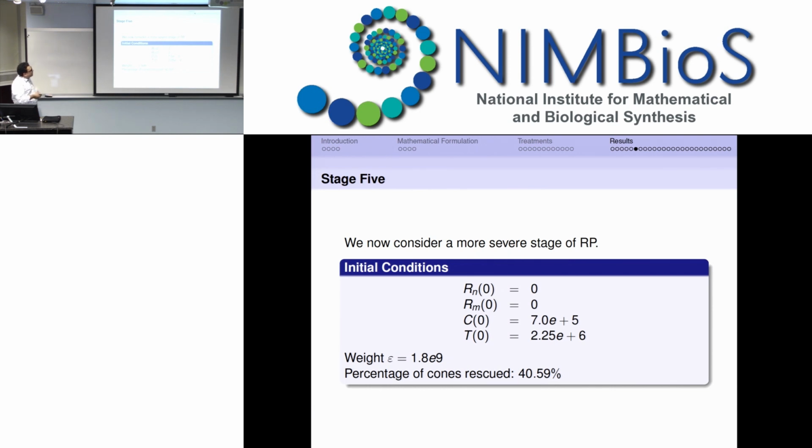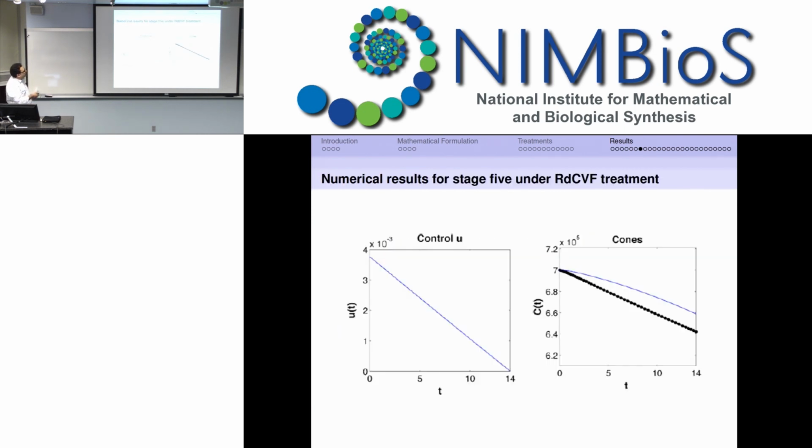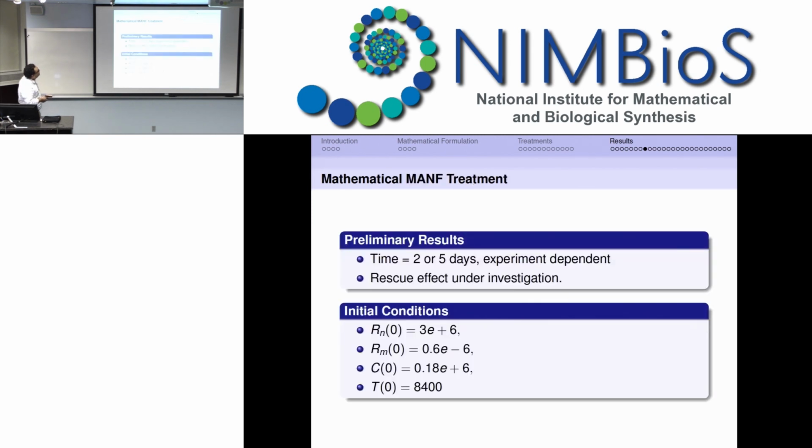We also considered stage 5, and once again we have no rods, and there was also a deterioration in both the cone and the trophic pool. This was a weight value, and we once again obtained a 40% rescue effect. These are some of our numerical results. Once again, the blue curve corresponds to the solution with the control, and the black one to the solution without the control.